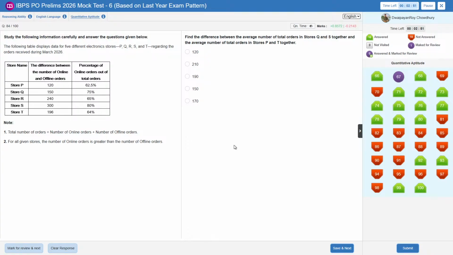40 into 35, 35. 4 into 35, 140. 35. It's 90. 35, 40, 140. 40, 60. So 30, so 80.